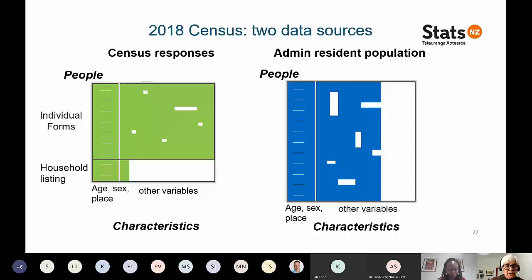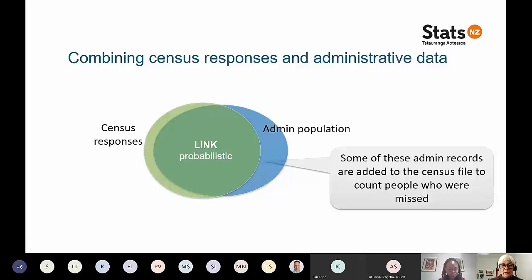And so we combined those 2 data sources through linking the census responses to the admin population. And again, this is a probabilistic link. And we have measured the accuracy of that linkage, which is very high, although there is still some error in it. And from that group of people in the admin population who we don't have a census response for, we selected some of those people to add to the census file to count the people who are missed.